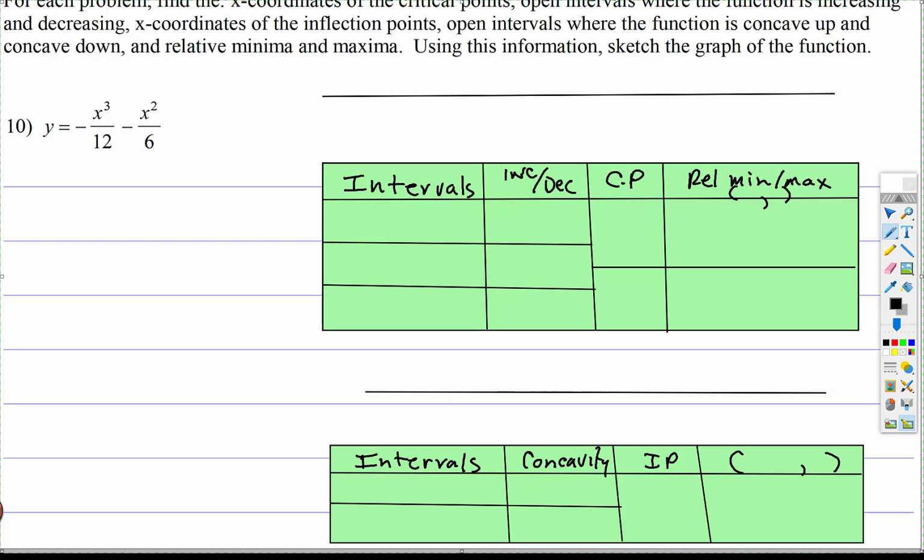Okay, let's talk about curve sketching. Curve sketching is this method where you put all your information in tables and it helps you decide what the graph would be, where the mins and maxes would be, where there would be a change in direction, all of those types of things.